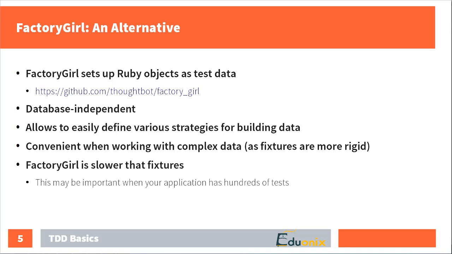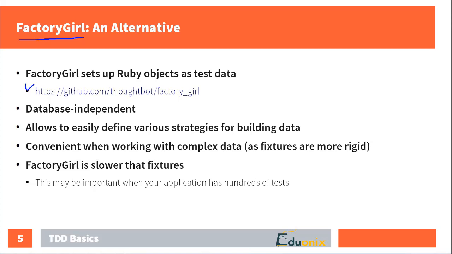Obviously there is another way to work with sample data, as you probably know. Well, if you don't, that's no problem. There is a gem called FactoryBot that can be utilized to set up Ruby objects as test data. So that's a third-party solution that you can utilize to load sample data as well. And FactoryBot is database independent, just like fixtures.